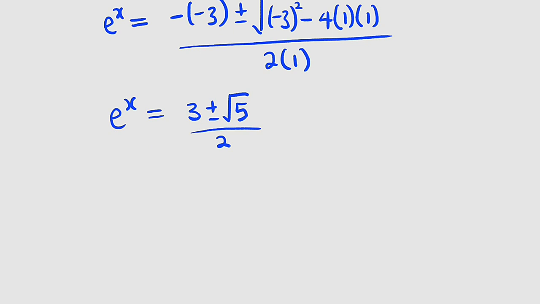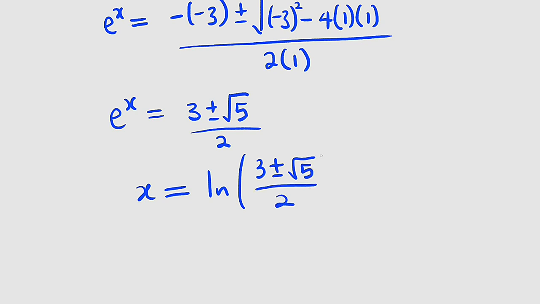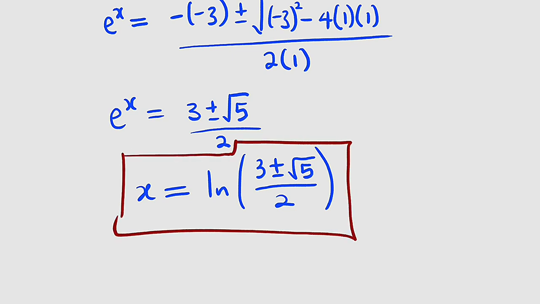So finally, we are going to take the natural log of both sides just to find the value of x. Taking the natural log of the left hand side will cancel e, leaving only x, which is equal to the natural log of (3 plus or minus square root of 5) divided by 2. And hence, this is the real value of x. But if you like, you can use your calculator to simplify and get an approximated result.